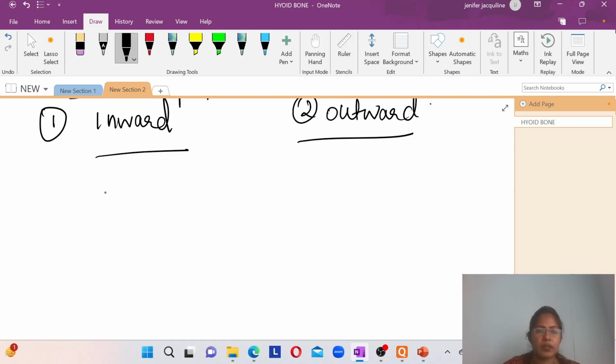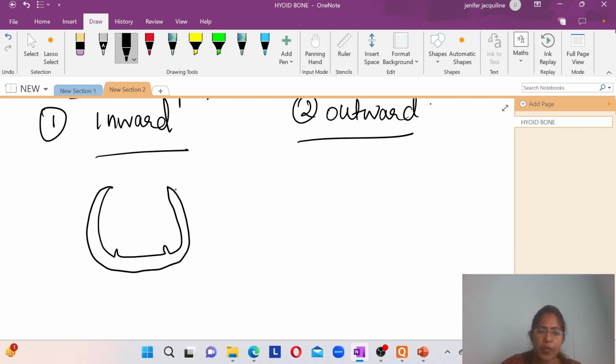Inward, outward. Let me draw a diagram of the hyoid bone and tell you how we can say which it is. This hyoid bone is covered by a layer of periosteum, which will be very close to the bone, right? So in an inward compression fracture, this fragment of the greater cornu will be displaced medially. It will bend medially, and this periosteum will be torn. Here there will be a tear and this will get fractured medially. So the fragment is displaced medially and the periosteum is torn outward in an inward compression fracture.